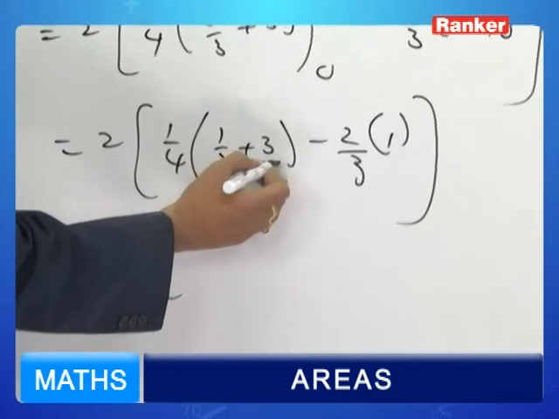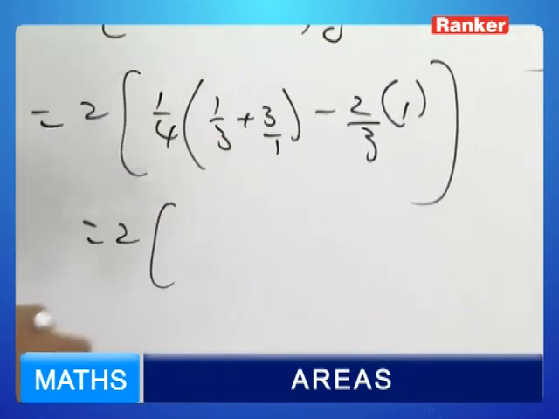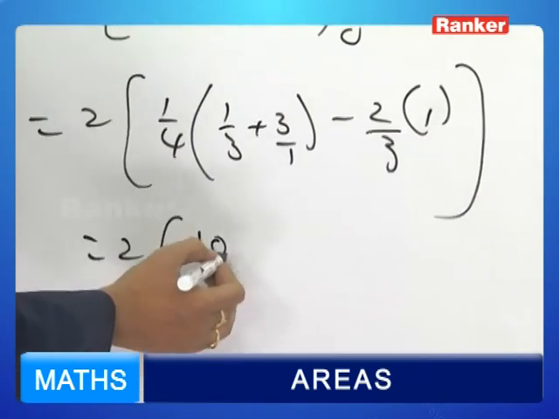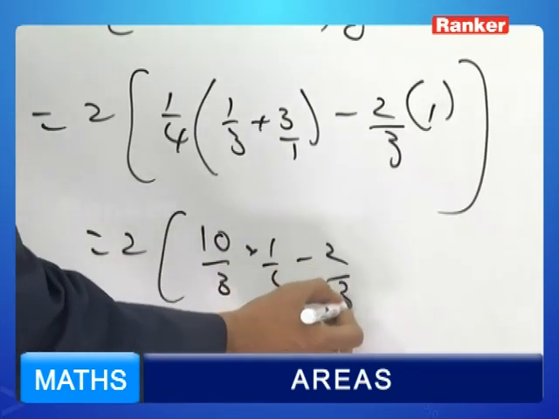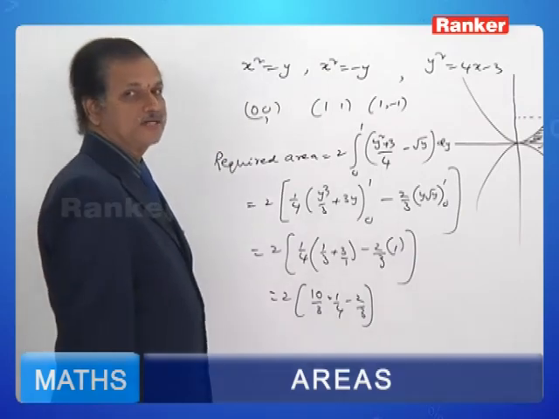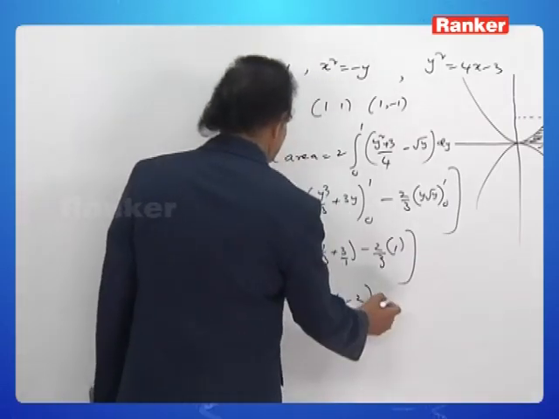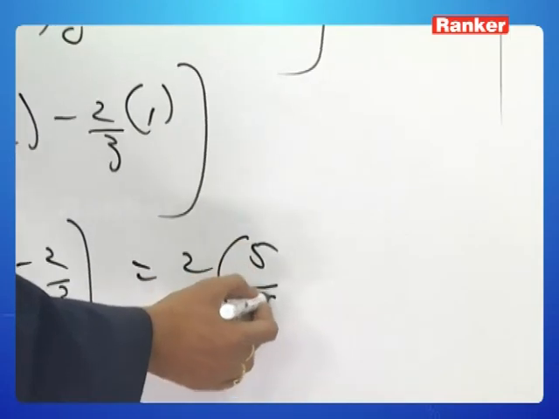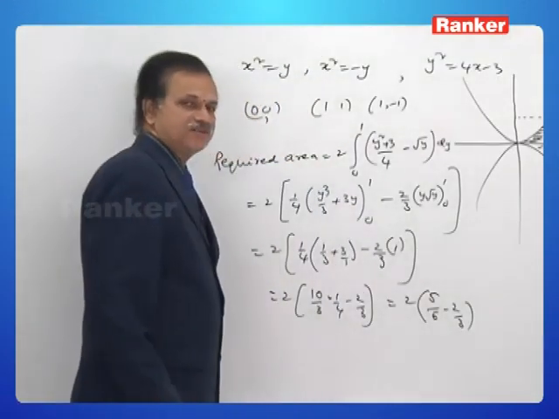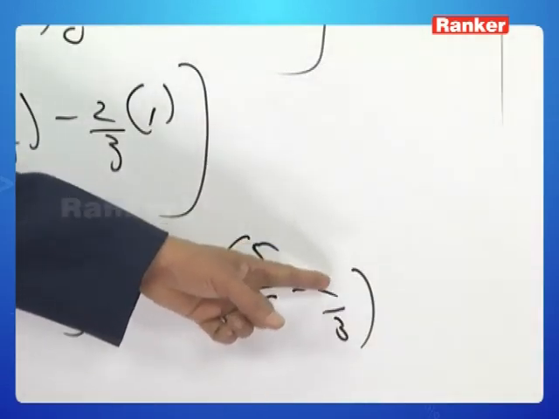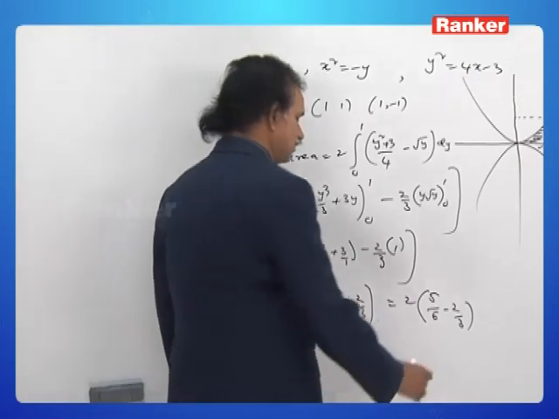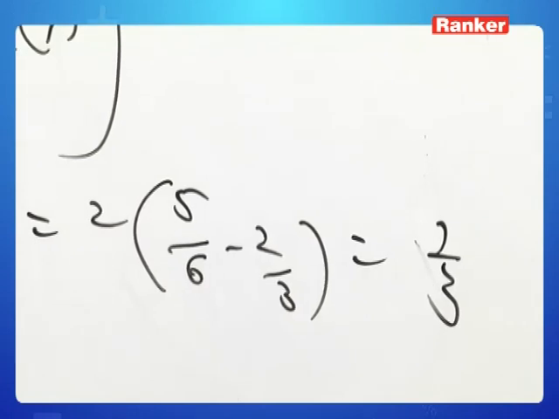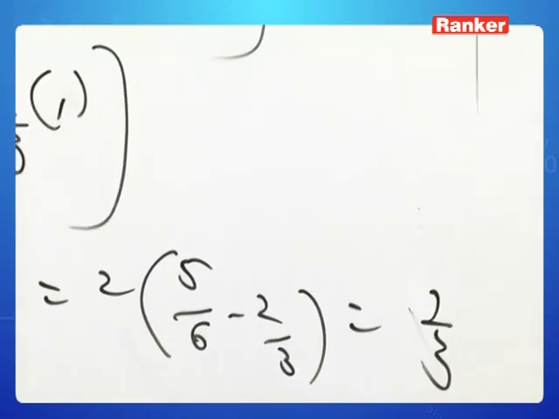Hence it is 2 into 1 by 3 plus 3, what is that? 10 by 3 by 4, isn't it? Into 1 by 4 minus 2 by 3. So this is 2 into 10 by 4 is nothing but 5 by 2, 5 by 6 minus 2 by 3. Get it simplified. 5 by 6 minus 2 by 3 is nothing but 4 by 6. 5 by 6 minus 4 by 6 is nothing but 1 by 6. 2 by 6 is nothing but 1 by 3. Ultimately, the answer is 1 by 3, so many square units.